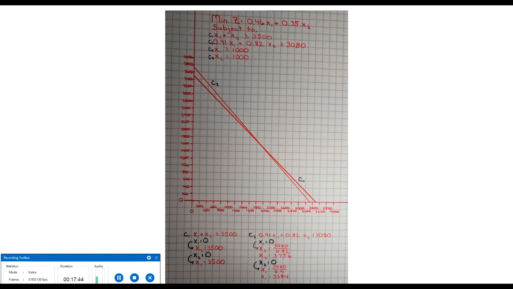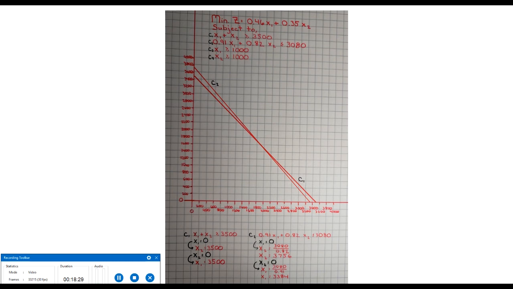We repeat again. If x2 is 0, x1 is 3,080 divided by 0.91. x1 becomes 3,384. Again, the line is drawn on the graph, and we see it intersects the y-axis at 3,756. It intersects the x-axis at 3,384. So we have our first two lines on the graph. We know that now.